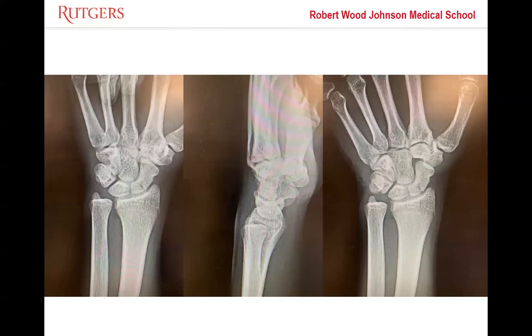All right. So we have these x-rays. He's 4 weeks out. What do we want to do next? What's your next step here? Let's bump this up to Jeremy. He said every day he puts on this thumb brace.